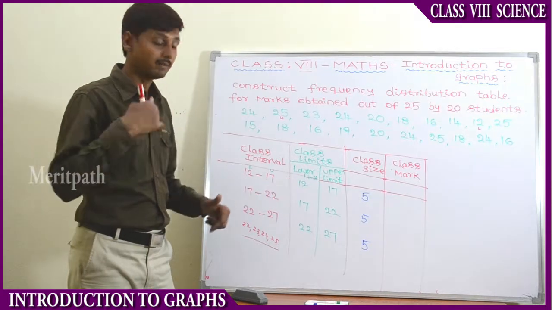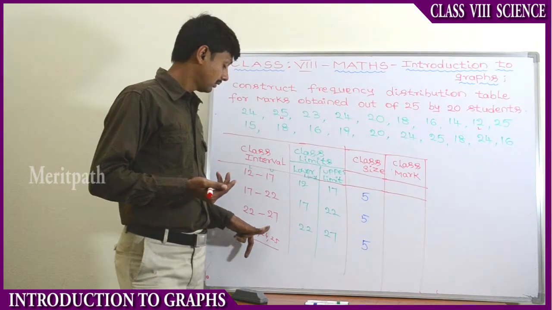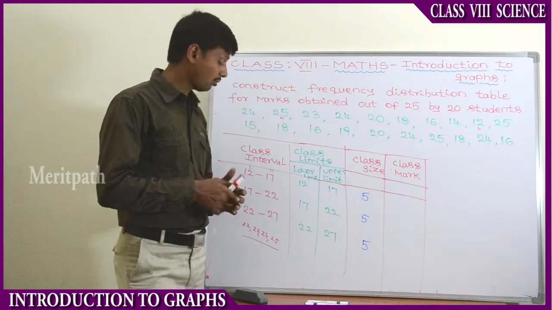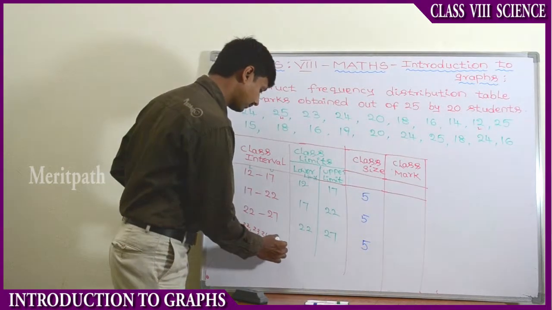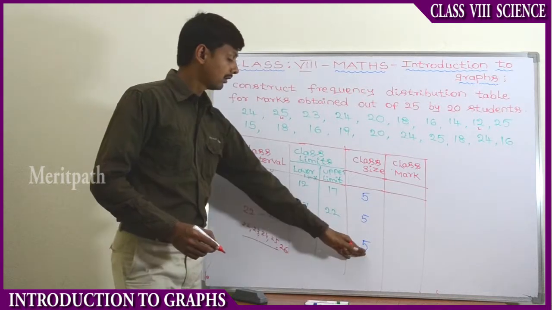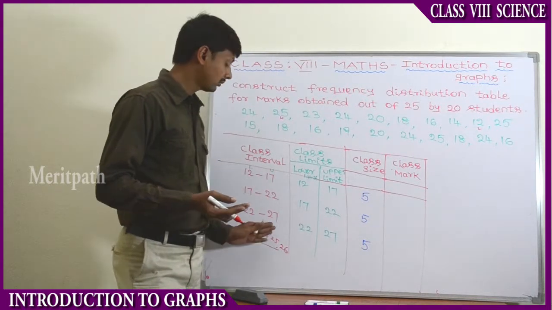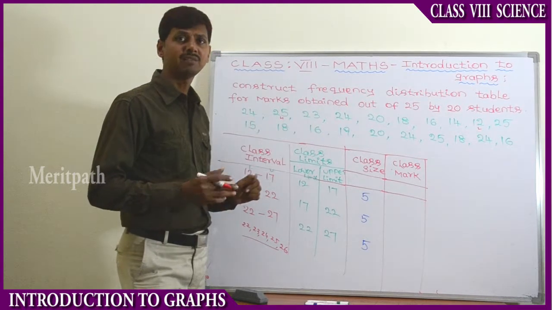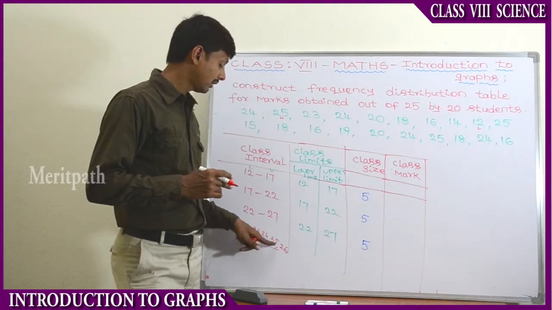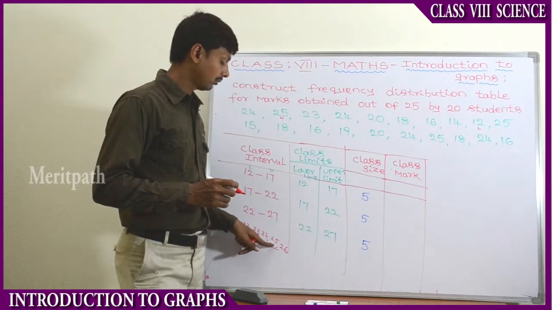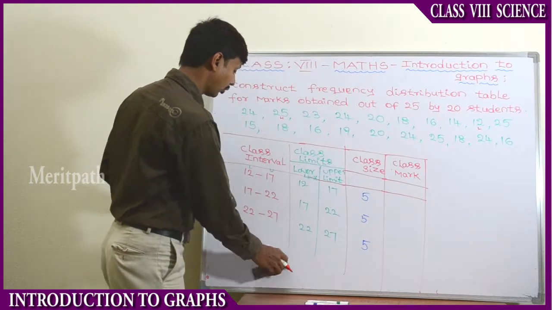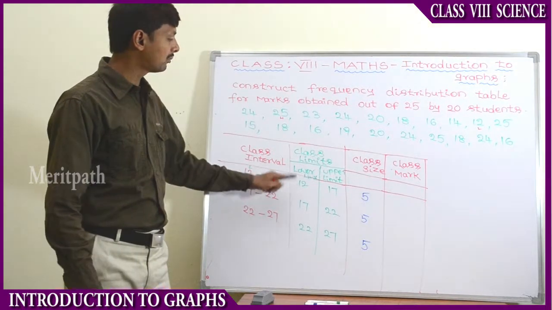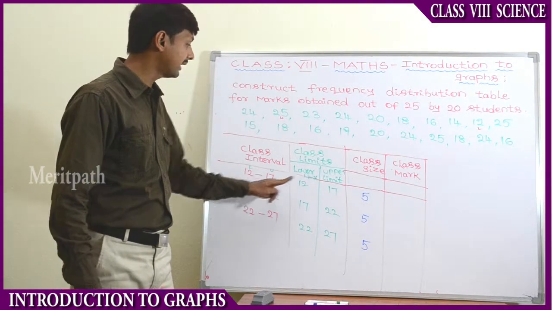But we consider 22 to 27, we consider only this. We will not consider 27 because the highest mark is 25. That's the reason we need to take up to 25 only. So these are the class groups we call. And the lower boundary and upper boundary we have discussed.